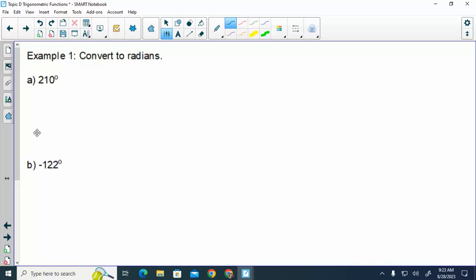So refresher, if I ask you to convert into radians, so that's something we'll need because anything we do in calc, it has to be in radians. So if I give you any degree, the first thing we will do is convert it. And I kind of talked about this when we did our unit circle. What do we have to do?